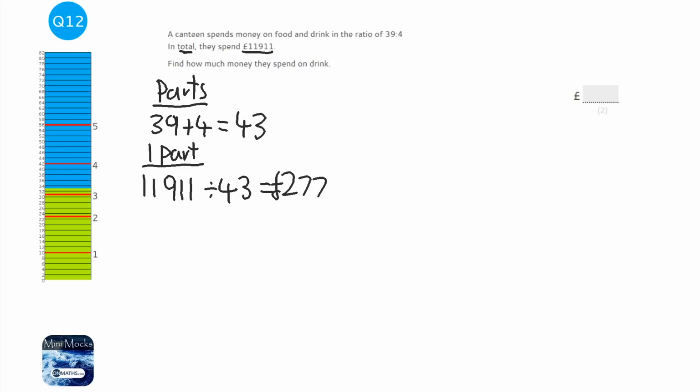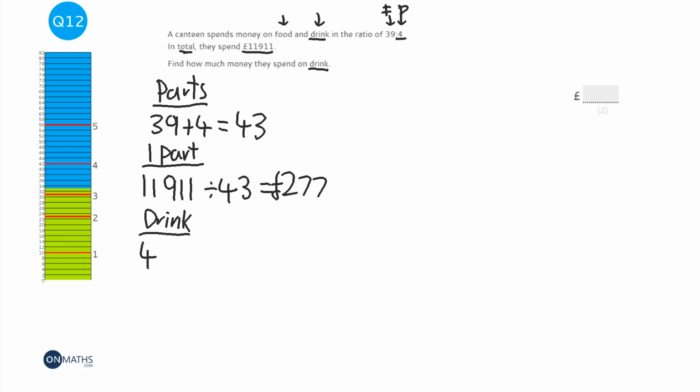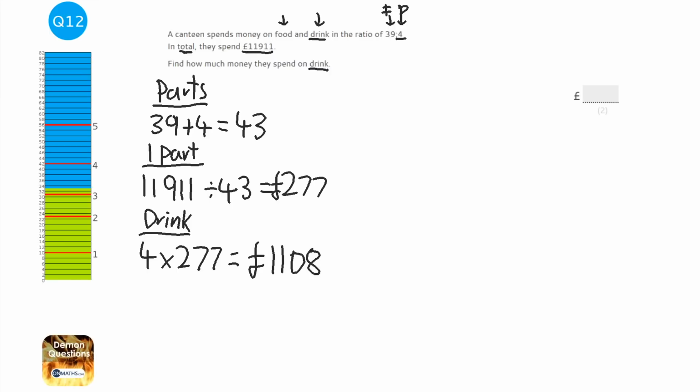Now let's read the question. Find how much money is spent on drink. Well, drink is this one here. And the order in which they are in the question, food, drink, is the order in which the ratios are. So food, then drink here. So there are 4 parts. So we're just going to write drink. If each one part's worth 277, we're just going to do 4 lots of that. I might as well do it in the calculator. Times by 4, and that's going to be 1108. So 1108.